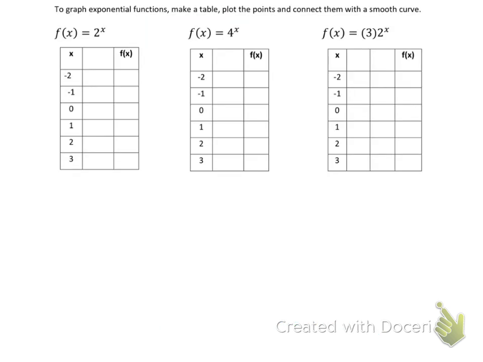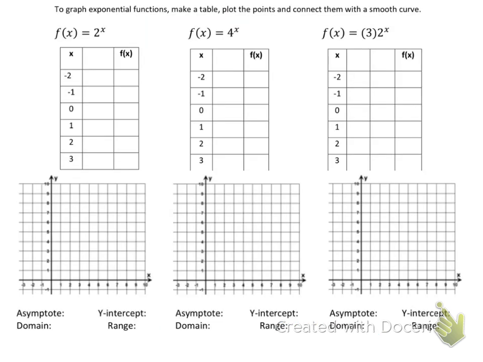Okay. So if you look at our parent function right here, the function 2 to the x power. First, I'm going to do 2 to the negative first power. What do we do when the exponent is negative? We flip the base. Good. So 2 to the negative first will be 1/2. So when x is -1, the y is 1/2.